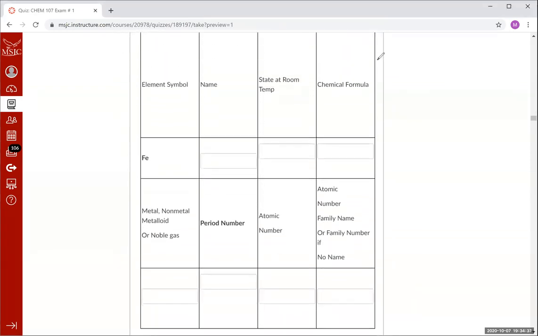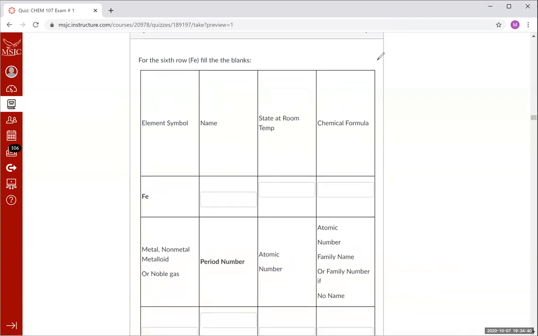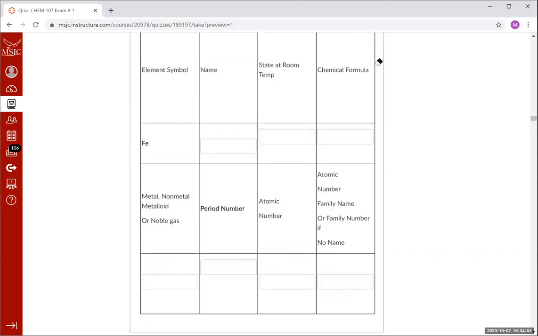So let's look at this next example. For the sixth row, iron, we're to fill in the following blanks. So Fe, that corresponds to iron. So we have the name iron. Iron is most clearly a metal. As such, its physical state would be solid, and we'd write the formula for an atomic species.